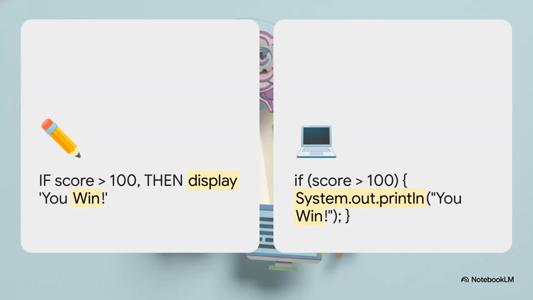And this is why it's so powerful. Just look at the difference here. On the left, you've got simple English anyone can understand. On the right, you've got actual Java code. Now, they both do the same thing, but the pseudocode lets you focus entirely on the logic. The if this happens, then do that, without worrying about all the specific programming rules just yet.